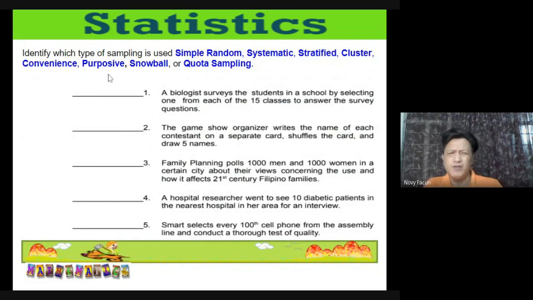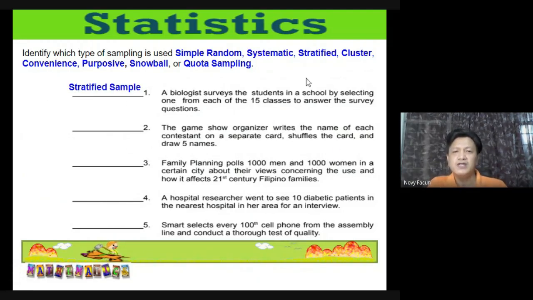Now we are going to identify which type of sampling is used, whether simple random, systematic, stratified, cluster, convenience, purposive, snowball or quota sampling. Number one, a biologist surveyed the students in a school by selecting one from each of the 15 classes to answer the survey questions. So, ito ay stratified sampling. Pag sinabi natin stratified, meron dito selected, di ba? Ibig sabihin yan, mayroon magre-represent sa bawat strata.